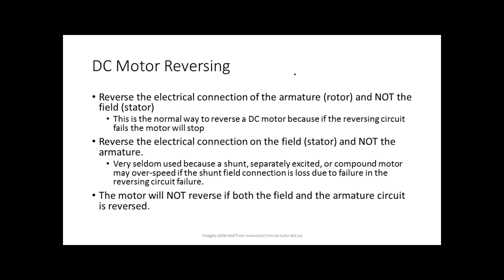Everybody okay? The motor will not reverse if you reverse both the armature and the field. It'll run whatever direction it was running before. So what you got to do to reverse a motor is change the orientation between the fields.